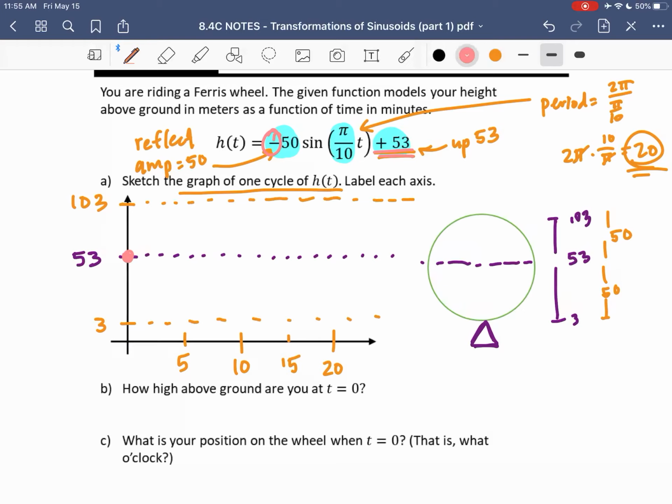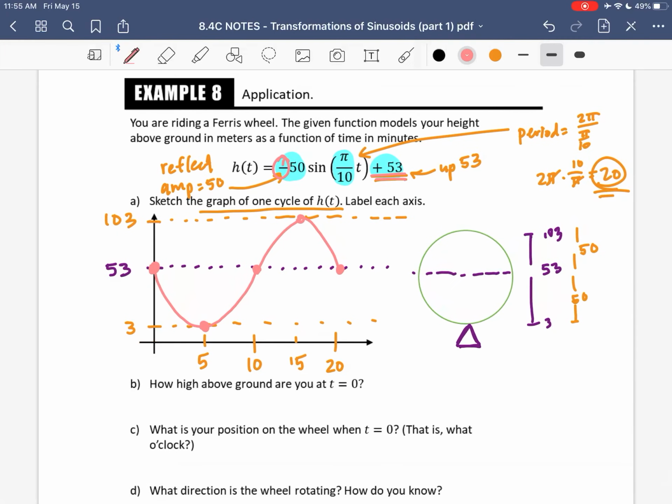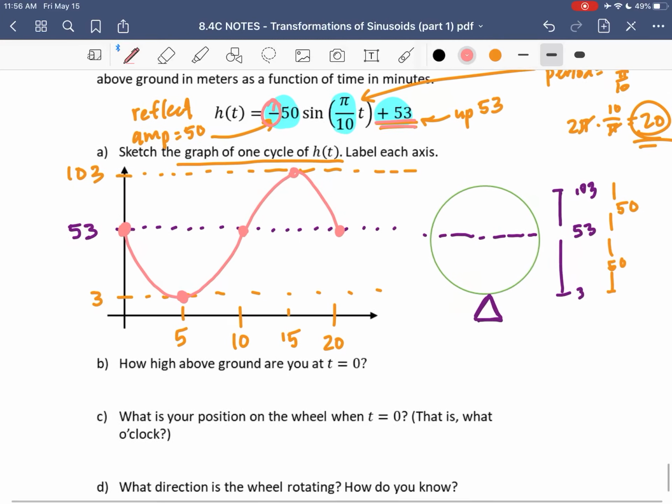So I'm going to go ahead and kind of bound myself in here so I know where to put my wave. So we're going to go up, down. We're reflecting, so we start in the middle, then we go down, back to the middle, up, middle. It'll look like this. Awesome. Okay. That's our graph.